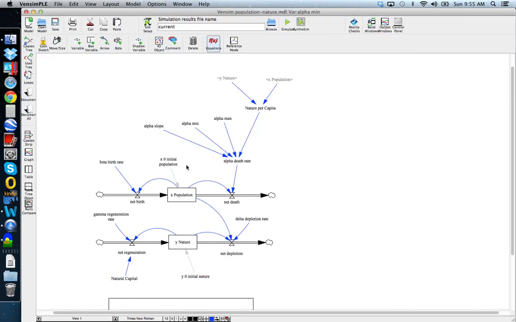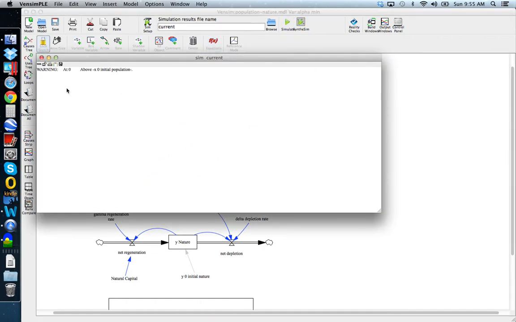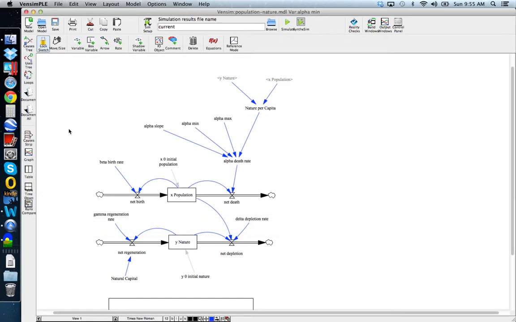Okay, so again, you can run this model very quickly. For some reason, it gives me a warning, and I don't know where this warning is coming from. The model seems to run fine except for that warning. The results look fine. So I need to find out what that warning is about.